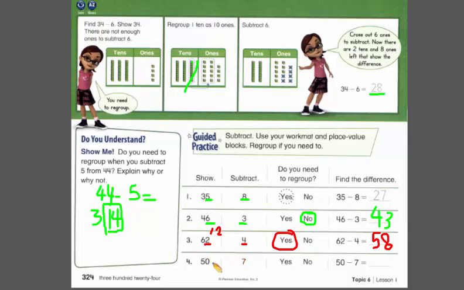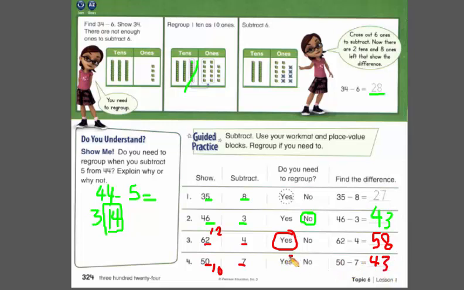50 minus 7. I have 0 in the ones here and 7 in the ones here. Is 0 greater than 7? No, it's lesser. So I can't subtract 7 ones from 0 ones. What will you do? I will exchange 1 ten, so 5 becomes 4, because I exchange 1 ten into 10 ones. Now I have 10 in the ones. So 10 minus 7 equals 3. Did we do regrouping? Yes, we did.